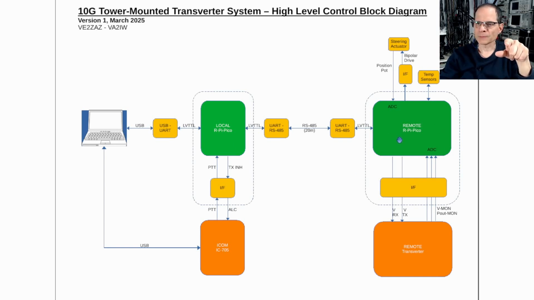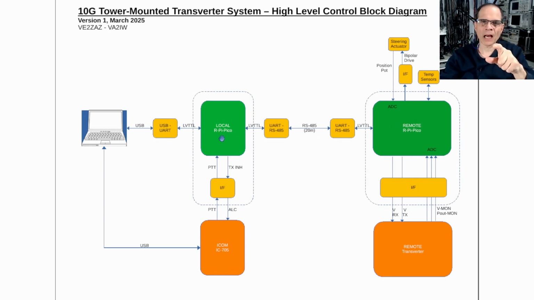The remote Raspberry Pi Pico, of course, will sequence the various devices: low noise amplifier, coaxial relay, 8 volt for transmit, 8 volt for receive, power amplifier, and even a cooling fan if necessary. So that Raspberry Pi Pico will be pretty busy, and there will be coordination between the 2 by sending messages through an RS485, so it's one twisted pair, RS485 link between the 2 Raspberry Pi Picos.